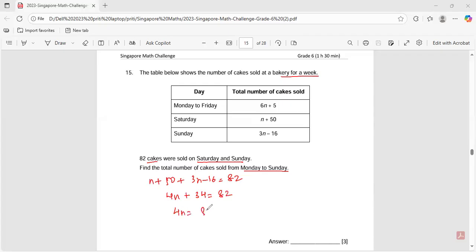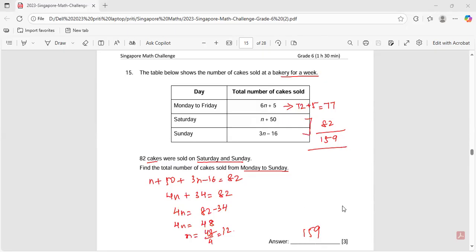Therefore, 4n is equal to 82 minus 34. Therefore, 4n is equal to 48. Therefore, n is equal to 48 over 4, which is 12. So n is equal to 12. So what does that mean? So this already we know is 82. If we substitute the value of n as 12, so you get 72 plus 5, which is 77. Add it up. So the total number of cakes which are sold from Monday to Sunday is 159.